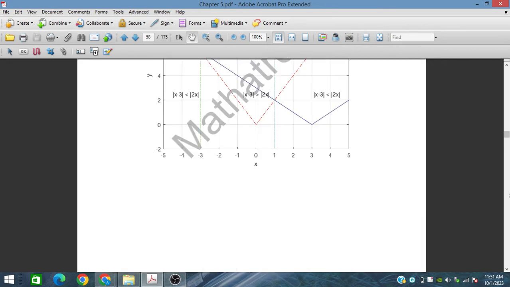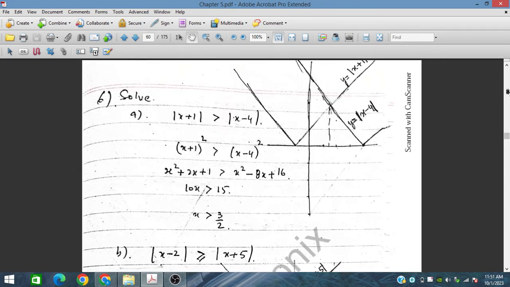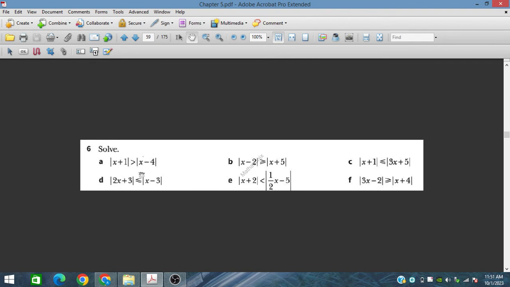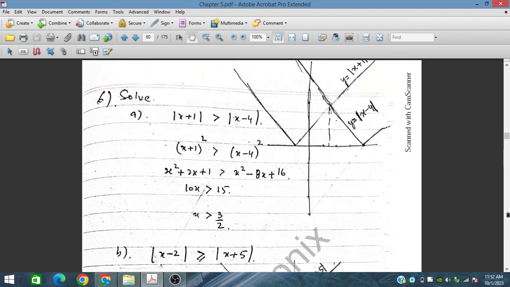Let's solve question number 6, and here we have |x + 1| is greater than |x - 4|, and similarly the others. Let's solve question number 6b.